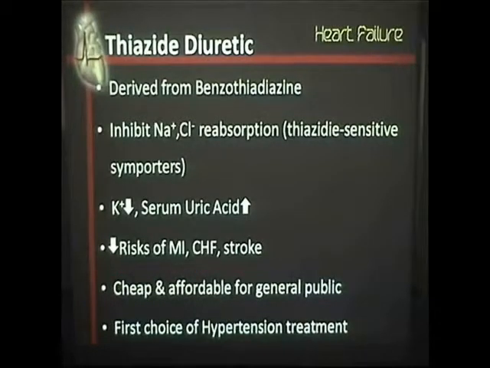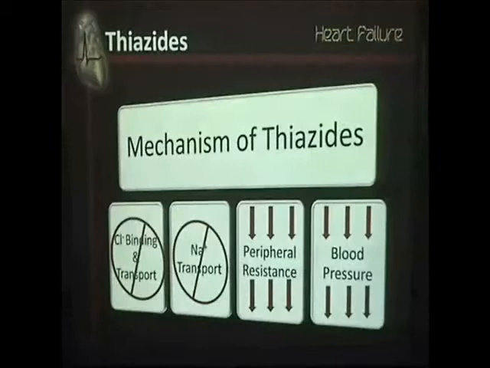Why thiazide diuretics? Thiazide diuretics are a preferred drug of choice because they are cheap and affordable for the general public. They are also the first choice of drug for hypertension treatment. Why hypertension treatment? Because people with hypertension have high blood pressure. Once again, the mechanism of thiazide diuretics is by inhibiting sodium transport and chloride being absorbed back. This reduces the blood pressure and peripheral resistance.